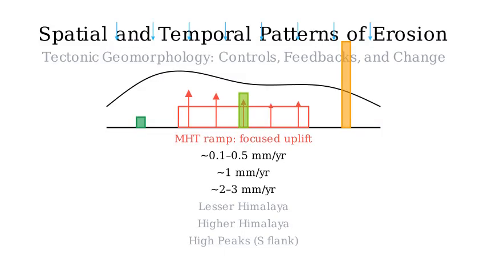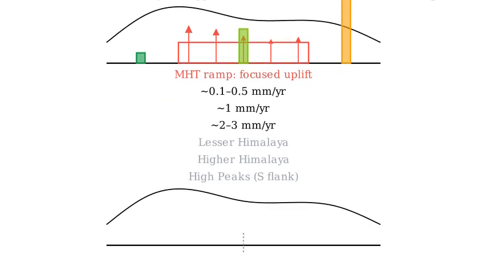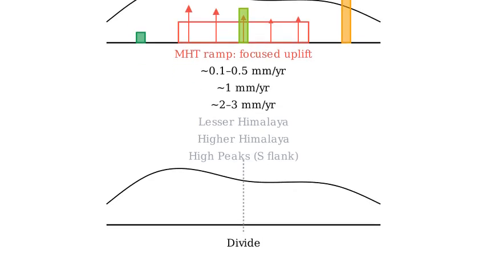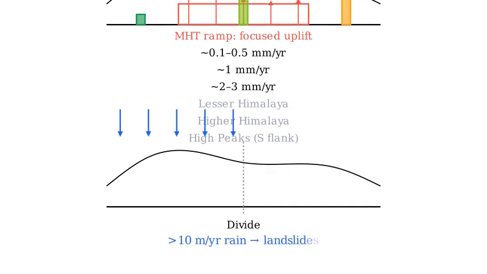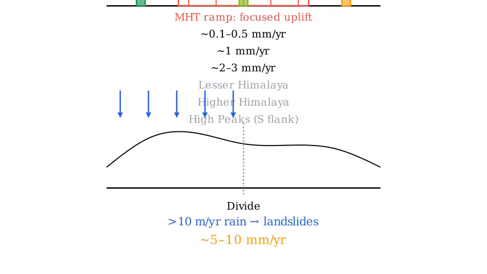Climate gradients can also control spatial patterns. Consider a wet windward side and a dry leeward side of a range. On the western flanks of New Zealand's Southern Alps, more than 10 meters of rain per year drive frequent landslides and very high erosion, about 5 to 10 millimeters per year. East of the divide, in the rain shadow, erosion is more moderate, around 0.5 to 1.5 millimeters per year.